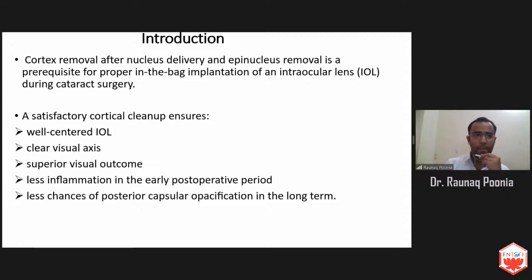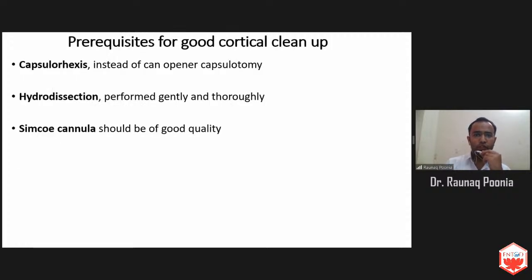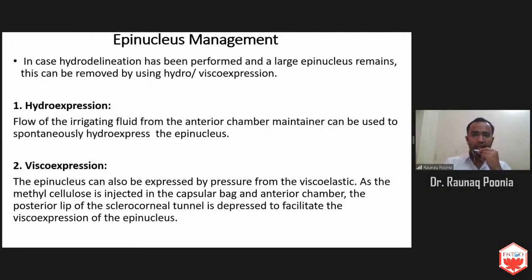The prerequisites for good cortical cleanup are a continuous curvilinear capsulorhexis instead of can opener capsulotomy, a gently performed hydrodissection, and a good quality Simcoe cannula. Now, epinucleus management. In case hydrodelineation has been performed and a large epinucleus remains, this can be removed by using either hydro or visco expression.